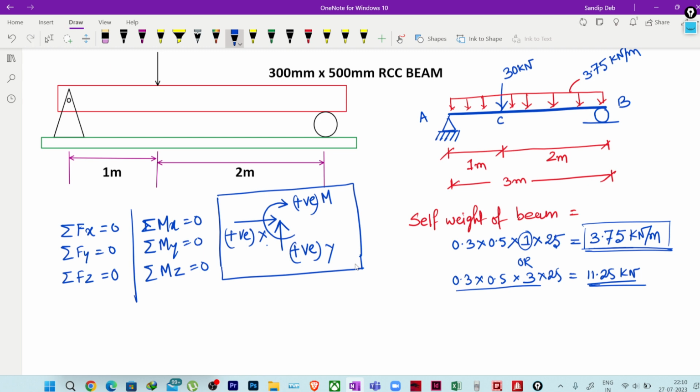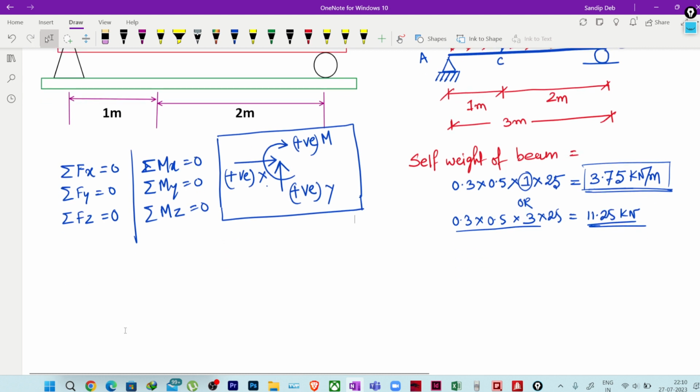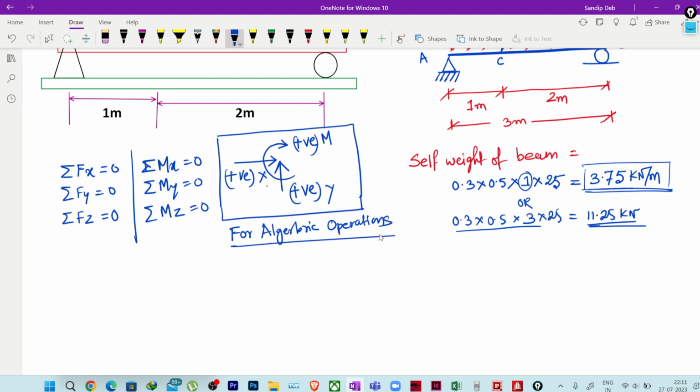It is the fundamentals of mathematical operation, we all know. So now, another thing, this is about the algebraic operations. So this is the sign convention for algebraic operation.